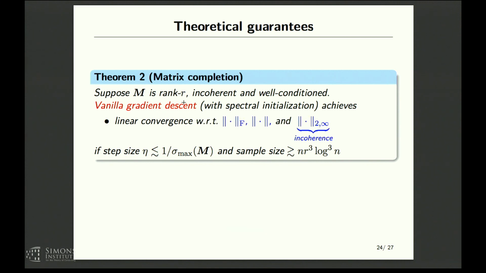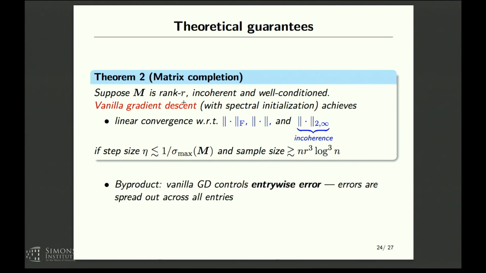If you look at the error terms, the convergence happens not only with respect to, let's say, the Euclidean norm, but also with respect to the spectral norm. It also happens with respect to the L2 L infinity norm, in this case, which is exactly how we define the incoherence for the matrix completion problem.